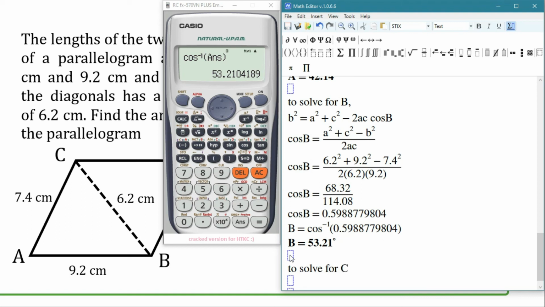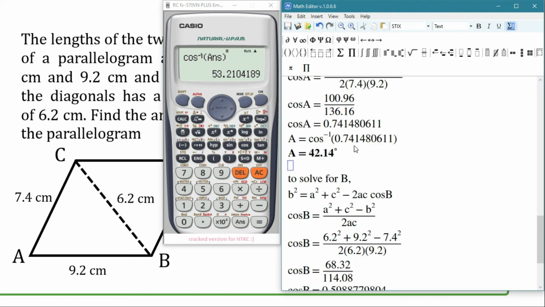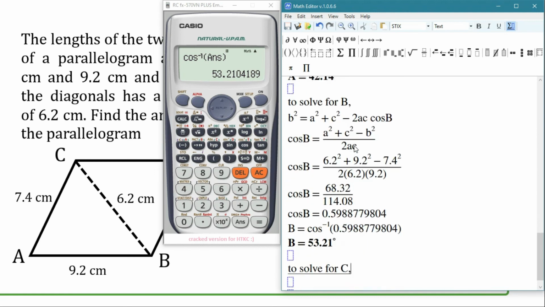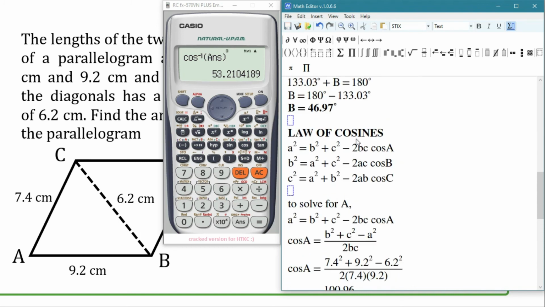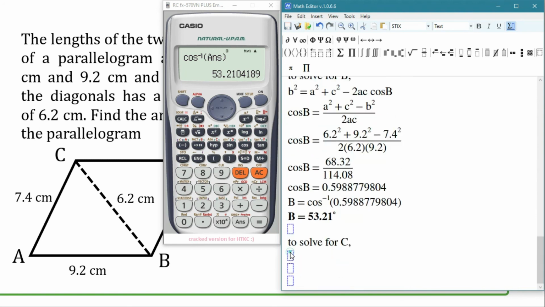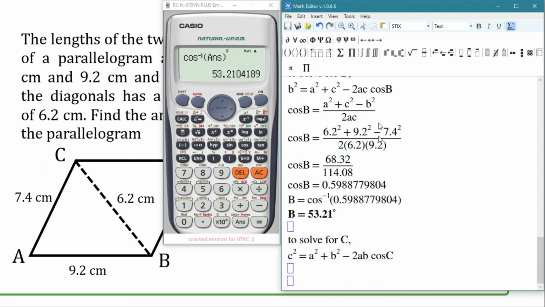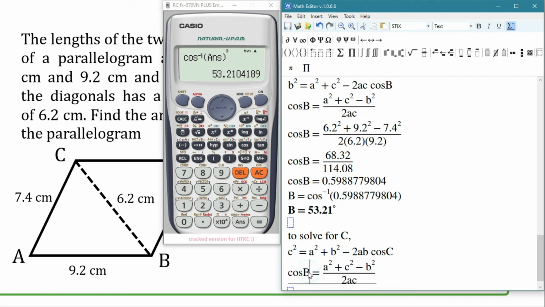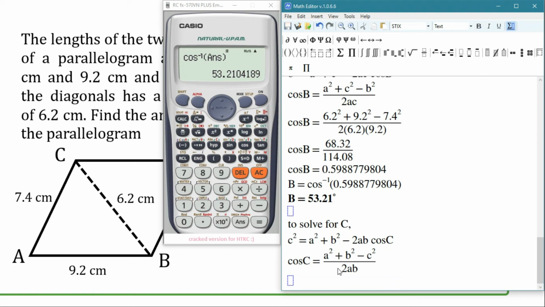So gawin natin to solve for C. Again, pwede nyo pong gamitin si law of cosine. Sige, gamitin na lang natin si law of cosine para dire-diretso tayo. So, ang gagamitin natin will be this one. And then, manipulate na lang muna natin ulit. So, that's going to be the cosine of C naman. The cosine of C equals A square plus B square minus C square over 2AB. Alright, there you go.